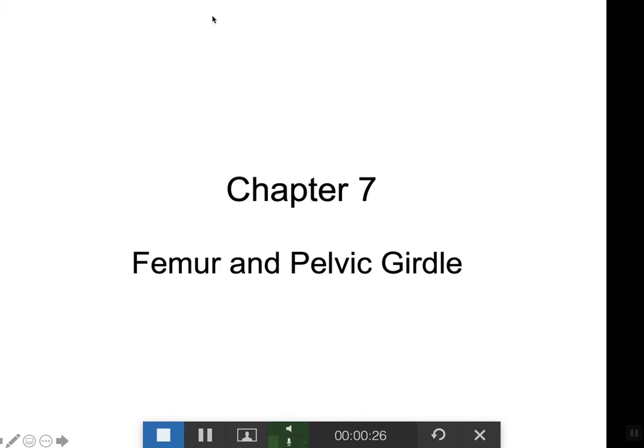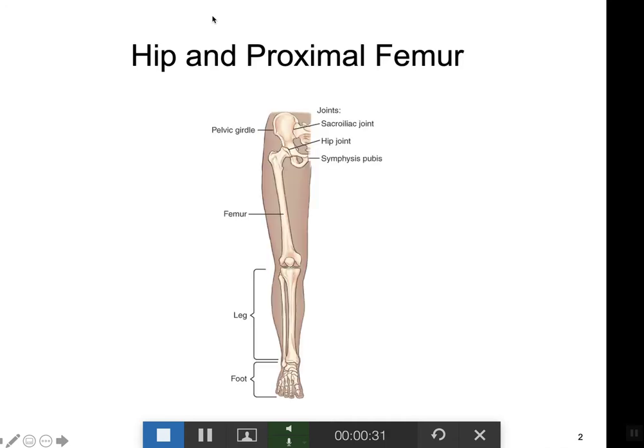Chapter 7, Femur and Pelvic Girdle. You have your hip and proximal femur, the pelvic girdle. Your joints are your sacroiliac joints, hip joint, symphysis pubis. You have your femur, of course your lower leg and your foot.